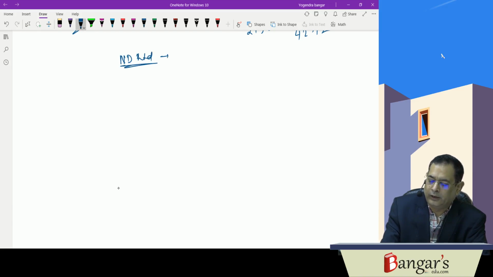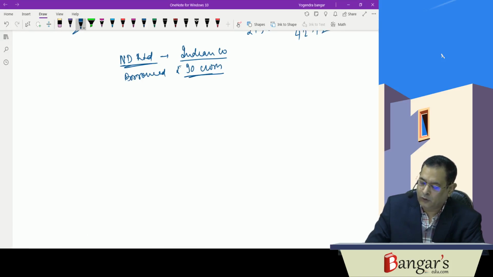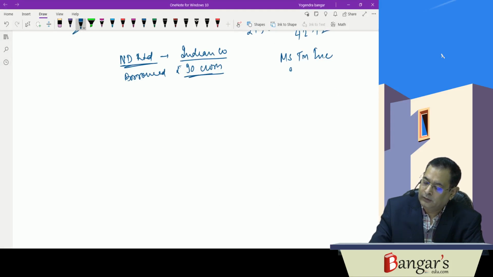It is what? An Indian company. Now it has borrowed rupees 90 crores. This 90 crores has been borrowed from Measures TINC, a company incorporated in London.